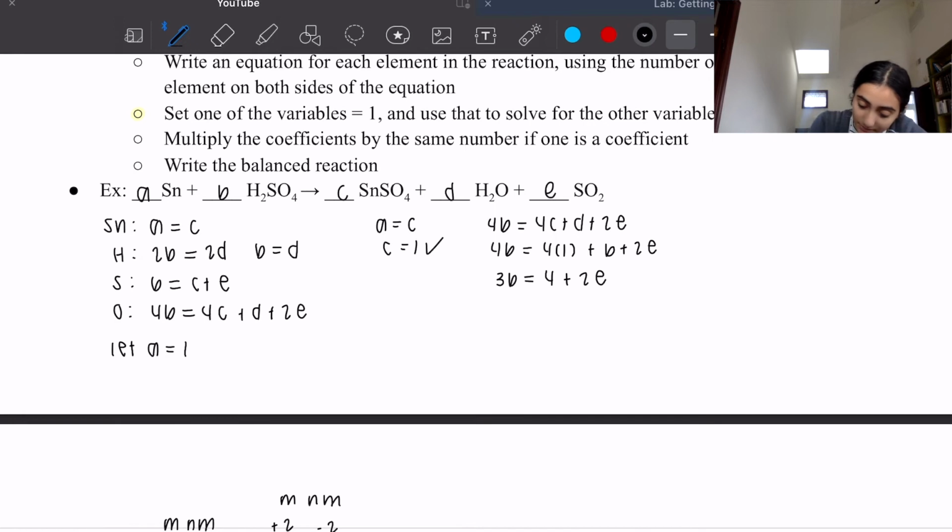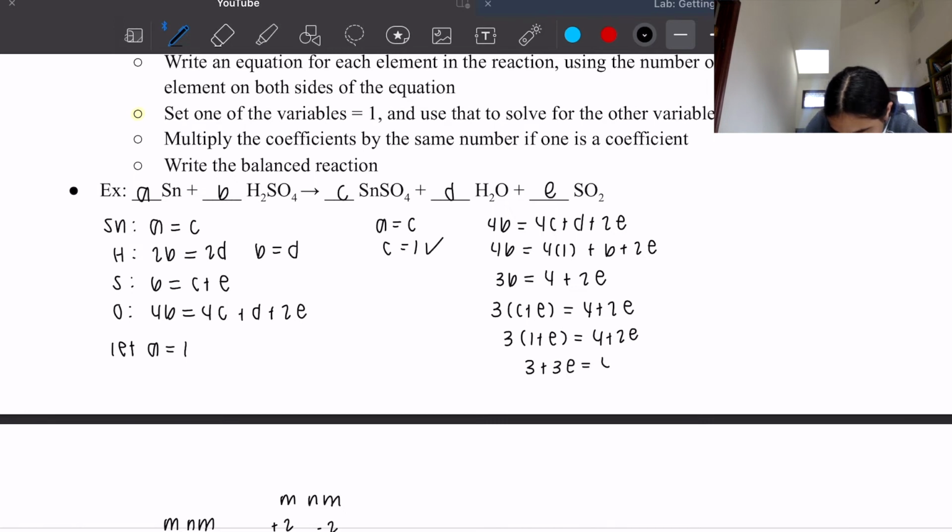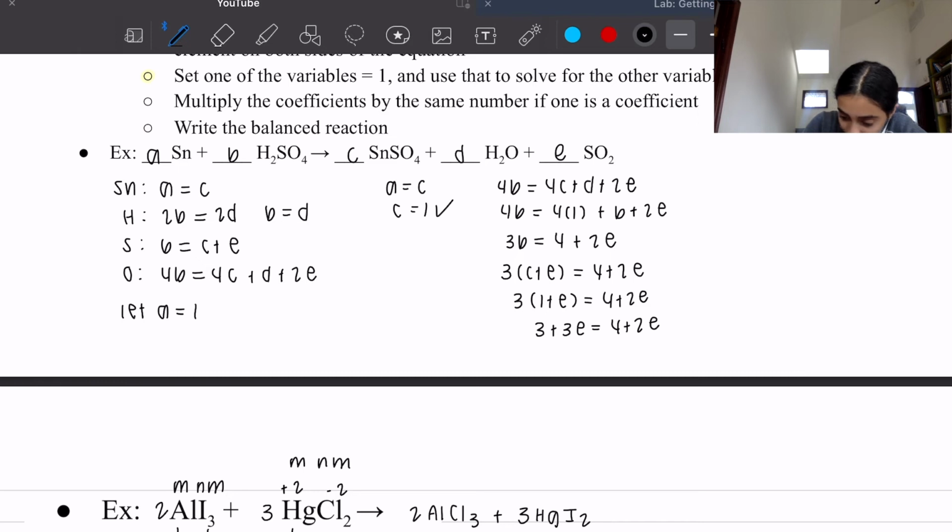So I'm going to use my solve for equation and write 3 times C plus E equals 4 plus 2E. So now I have 3 times 1 plus E equals 4 plus 2E, and that is going to simplify. And now if I solve for E, I get that E equals 1.